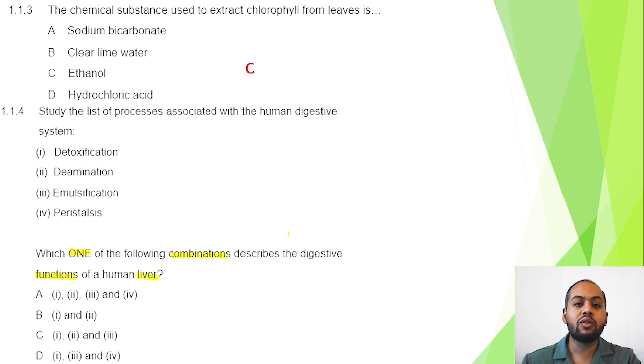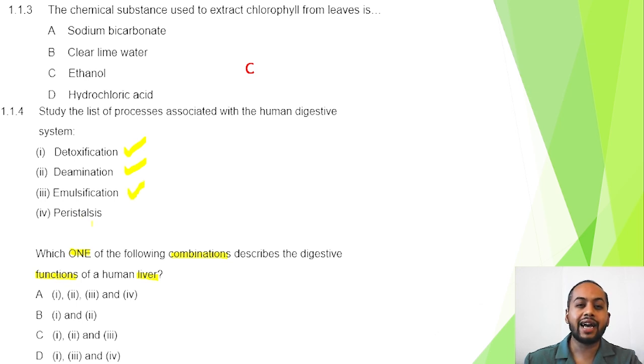So you now need to think, what are the functions of the human liver? Some of the basic functions could be the deamination of excess amino acids into urea, detoxifying harmful substances, storing vitamins and minerals. Those are some of the functions that we learned about with regards to the liver. So now you look: detoxification, detoxifying harmful substances. Yes, that's correct. Deamination, it deaminates excess amino acids into urea. That's correct. Emulsification, it detoxifies and emulsifies fats. So yes, that's correct.